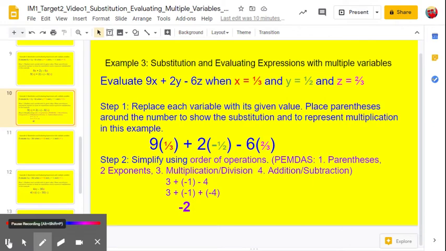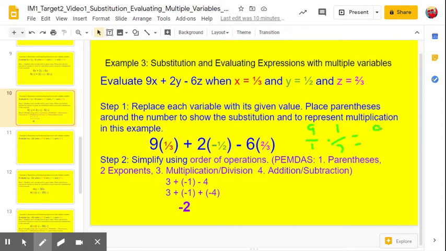All right, so we're dealing with fractions. Remember, multiplying fractions is really not that bad. 9 over 1 times 1/3. Well, 9 times 1 is 9, and 1 times 3 is 3. 9 over 3 is like saying 9 divided by 3, which is how we got the first 3 here.